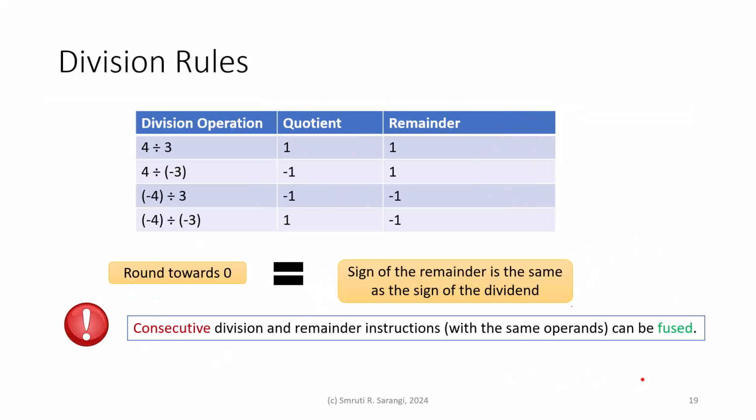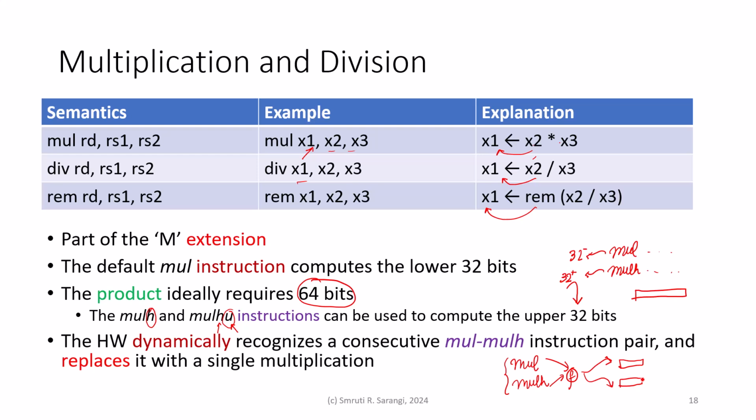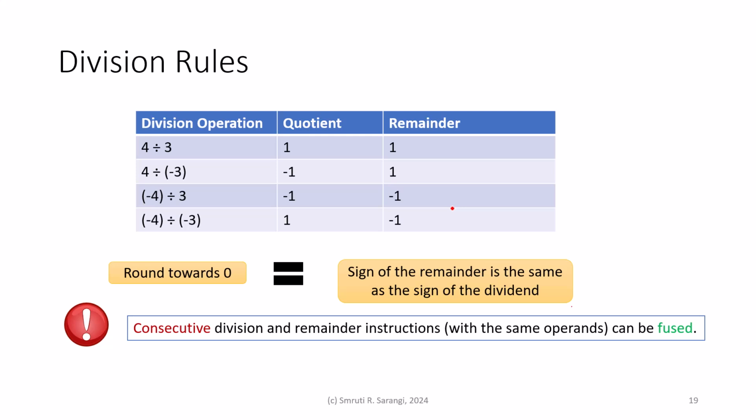So division is slightly tricky, right? If you see multiplication, there was no issue. Signed multiplication, unsigned, no problem. The only trick here was the 64-bit thing. But division, there are more tricks. Okay, so the first thing is that unsigned division, no problem.